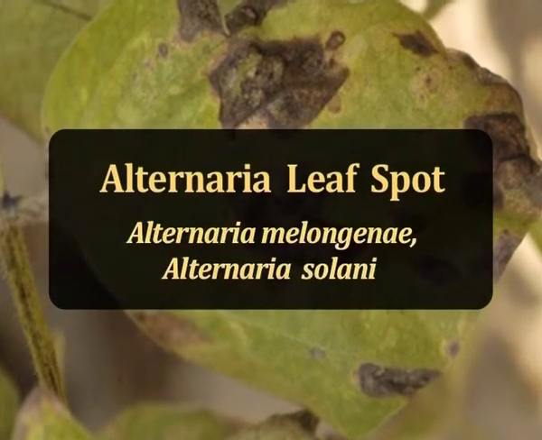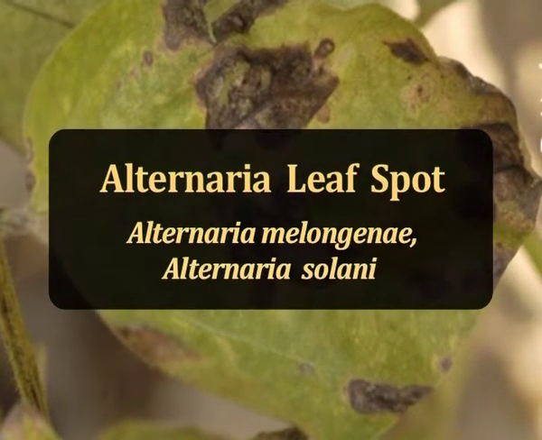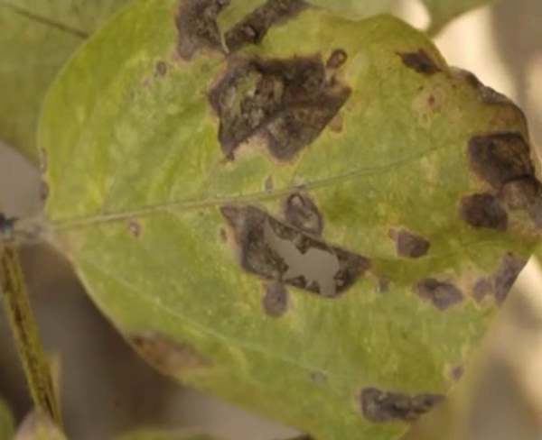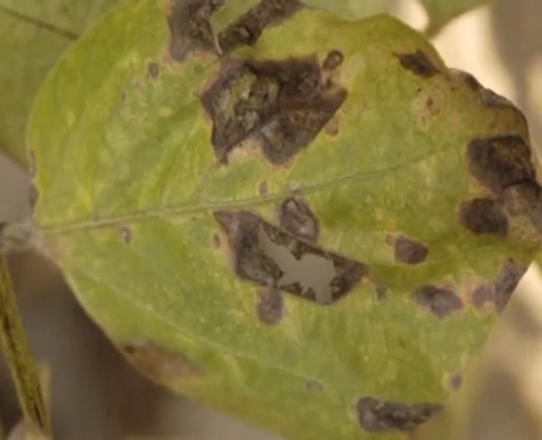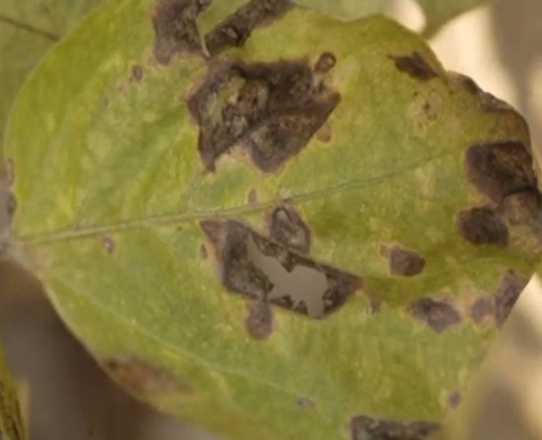Next disease is the Alternaria leaf spot. It is caused by Alternaria melongenae and Alternaria solani. Symptoms of the disease: the two species of Alternaria occur commonly, causing the characteristic leaf spots with concentric rings. The spots are mostly irregular, 4 to 8 mm in diameter, and may coalesce to cover large areas of the leaf blade. Severely affected leaves may drop off.